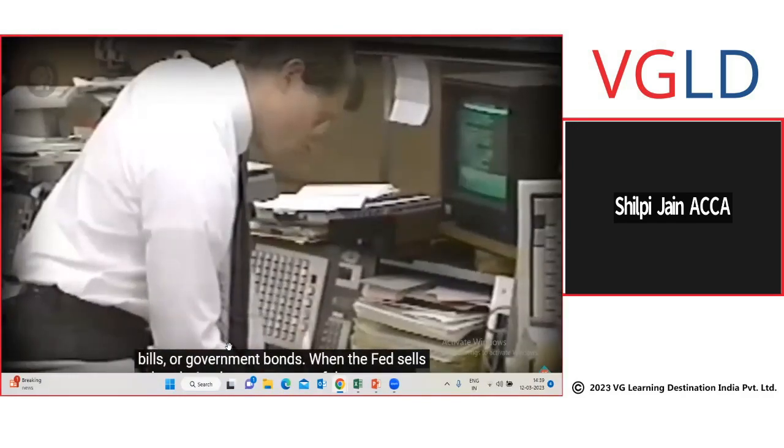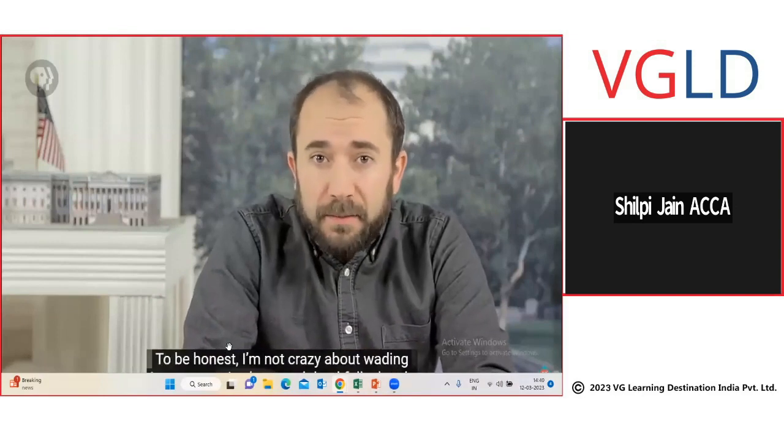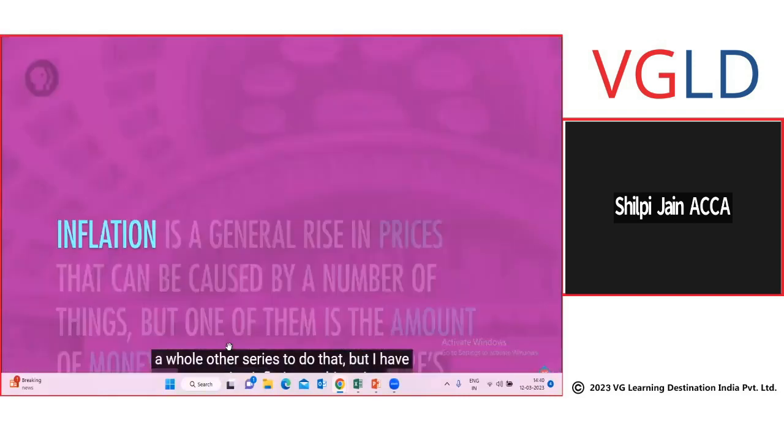When the Fed sells bonds, it takes money out of the economy, and when it buys them, more money goes into the economy. This is the idea behind what is known as quantitative easing, which is really complicated. To be honest, I'm not crazy about wading into economics here, and thankfully there's a whole other series to do that. But I have to mention inflation at this point.